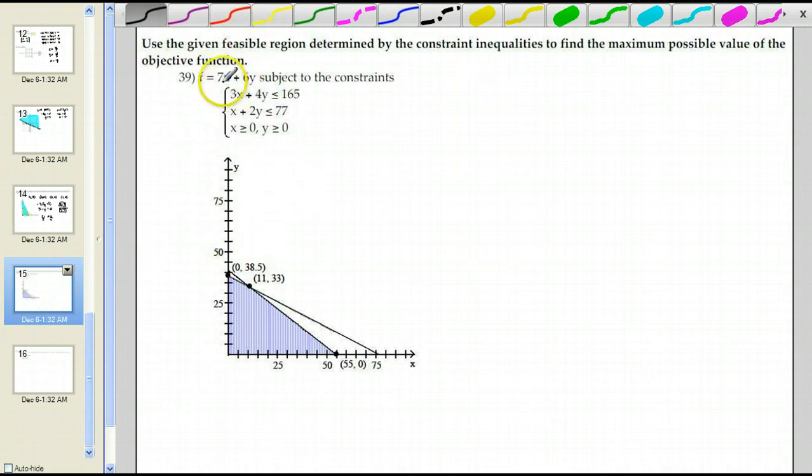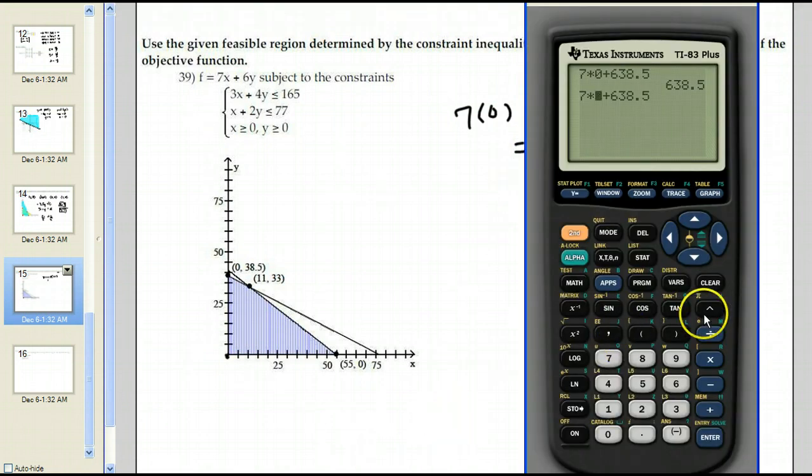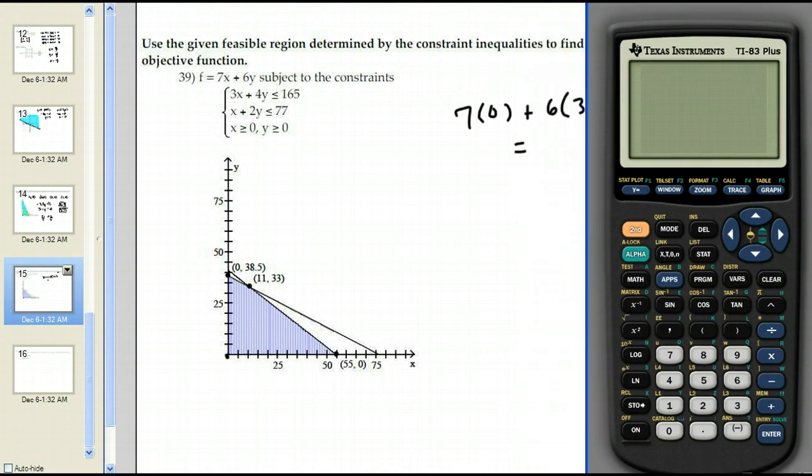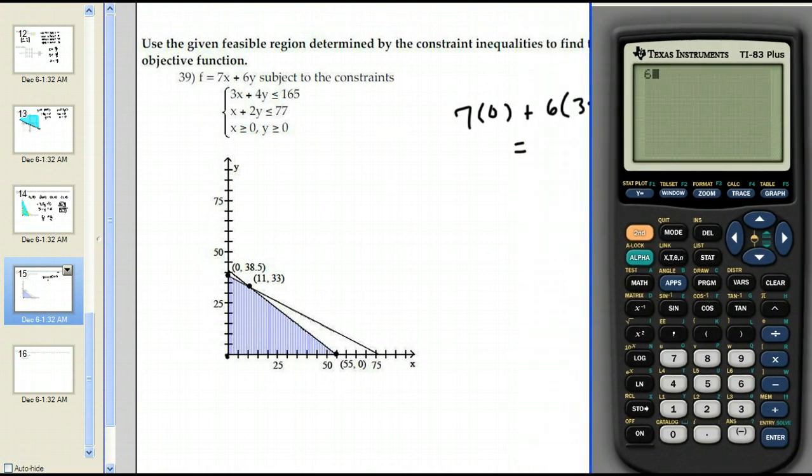Alright, here's our objective function. This is what we want to maximize. So we're going to plug these points into that function and see what we come up with. So plugging in 0 and 38.5 into that thing, I get 7 times 0 is 0, so 6 times 38.5 gives me 231.